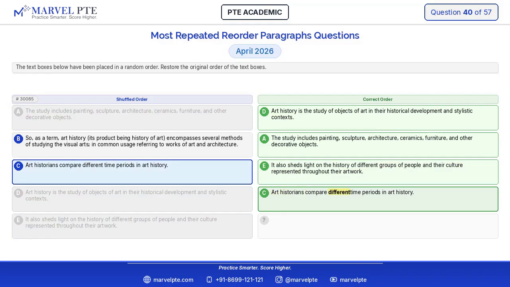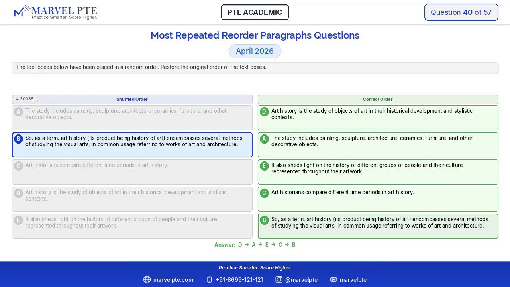Art historians compare different time periods in art history. So, as a term, art history, its product being the history of art, encompasses several methods of studying the visual arts, in common usage referring to works of art and architecture.